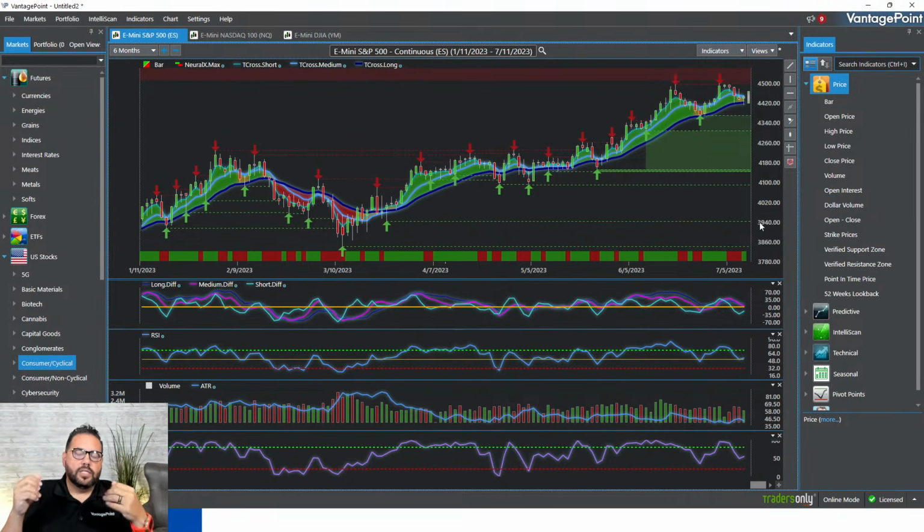But in this case, the software has been proven, is patented technology to forecast trends up to 87.4% in advance, 1 to 3 days in advance. So that's why I rely on this technology.